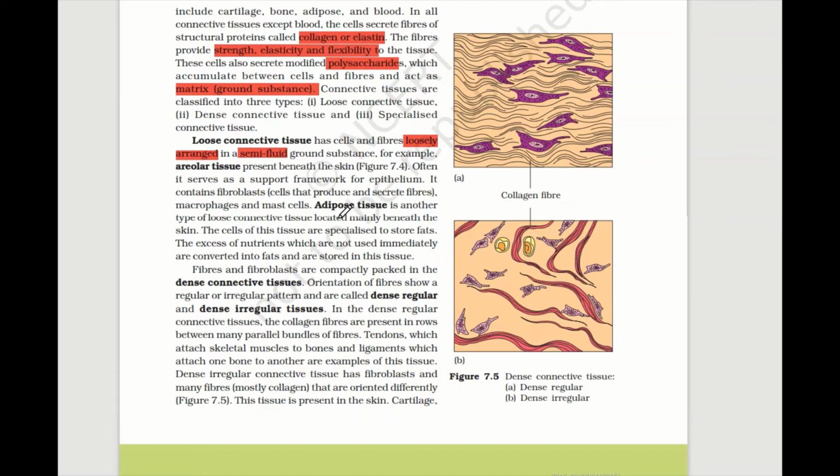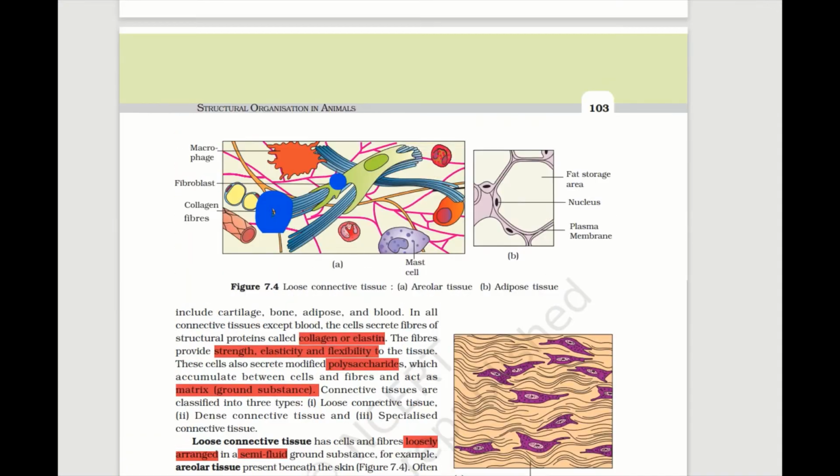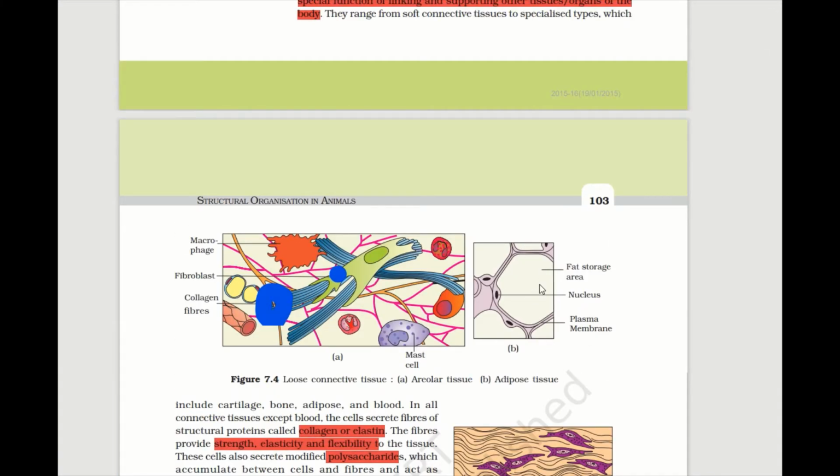The next type of tissue is adipose tissue. Adipose tissue is the second type of loose connective tissue, which is also just beneath the skin. Its function is to store fat. Whatever nutrients we take up that are not used by the body are converted into fat and stored under the skin. That is about adipose tissue. Let's go back and see our diagram. Here, in adipose tissue, you can see there is a large area where fat is stored.